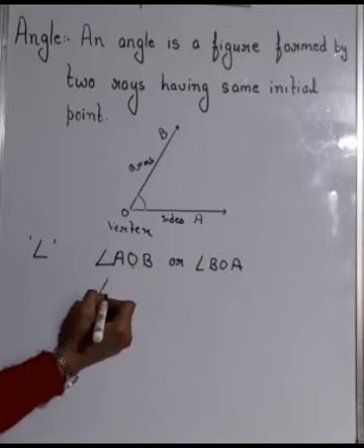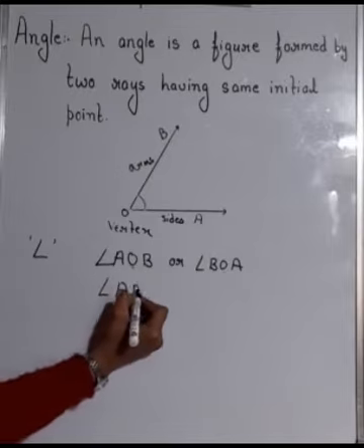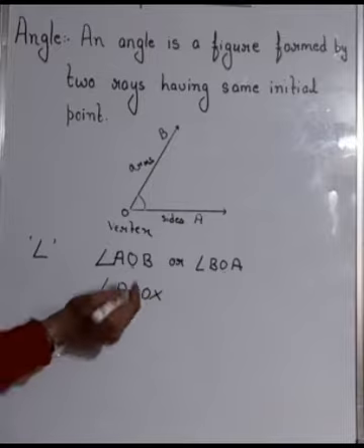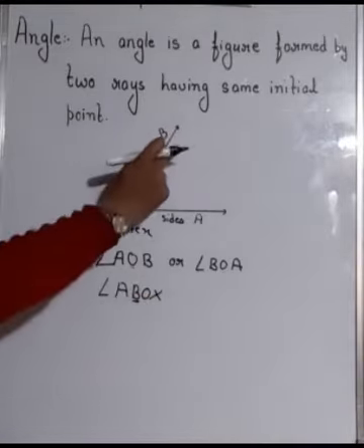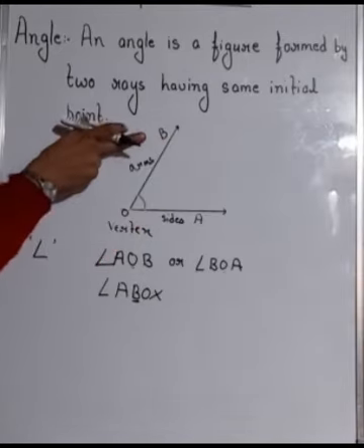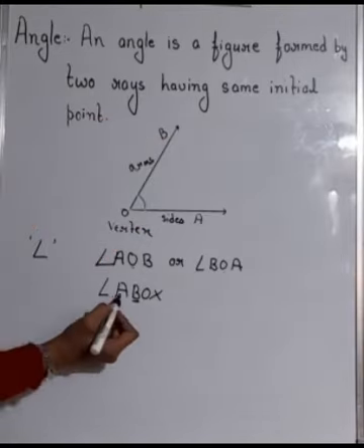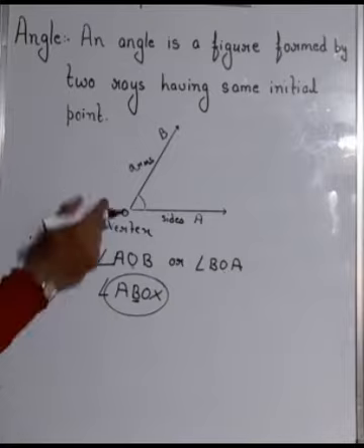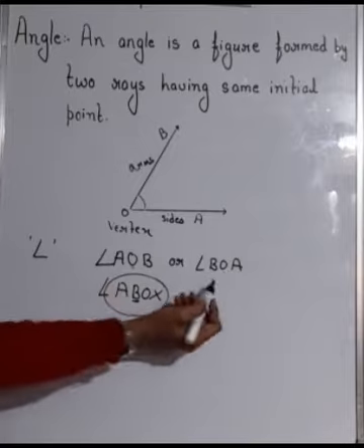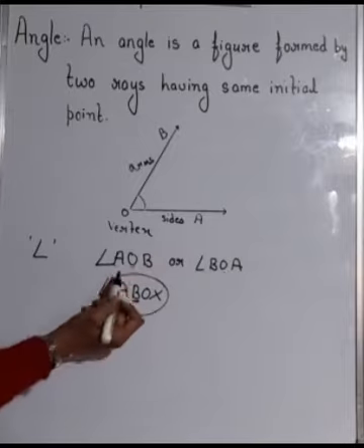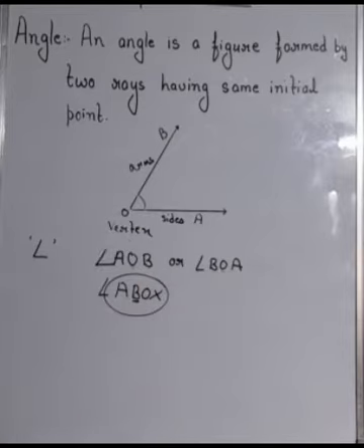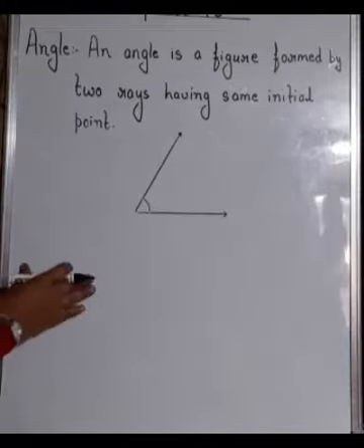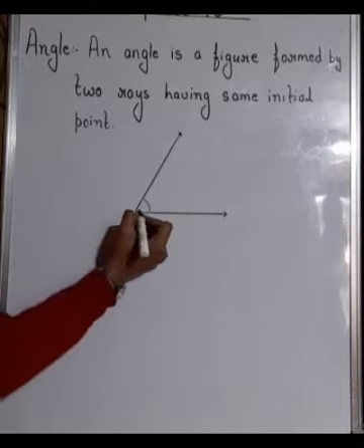If you will write it as angle ABO, this is wrong, because if you are writing B in middle, it means the angle should form at B, but you can see that there is no angle forming at B, so this way of writing is wrong. You will write AOB or write BOA, keeping in mind that the vertex should be written in middle. Clear?